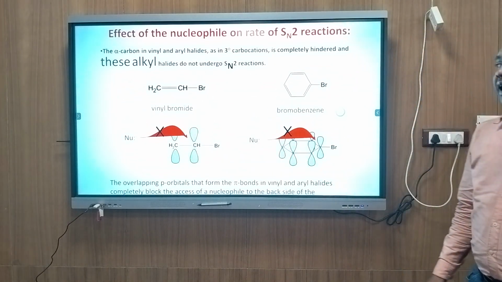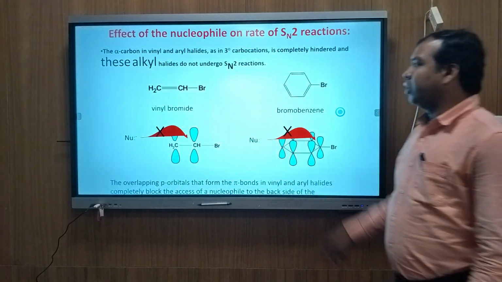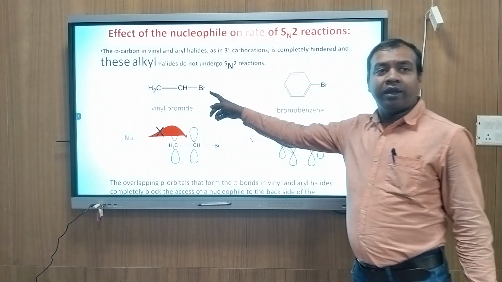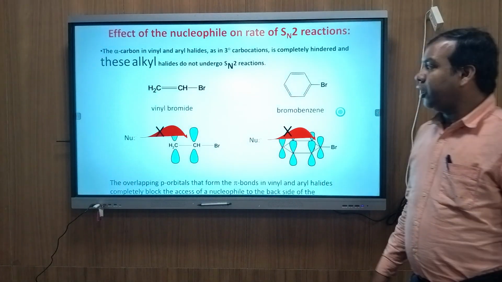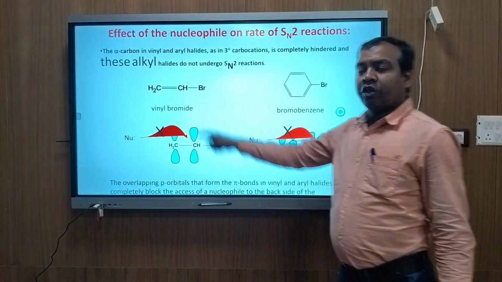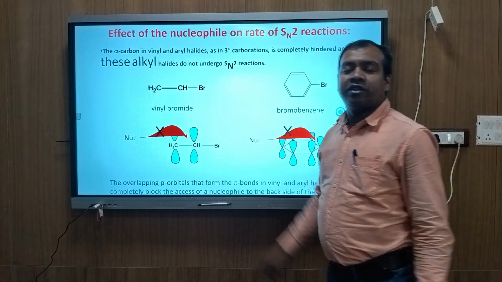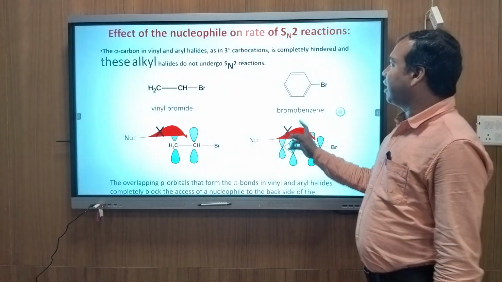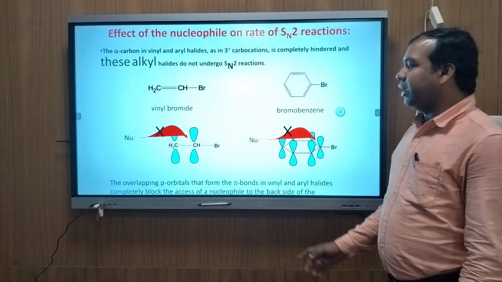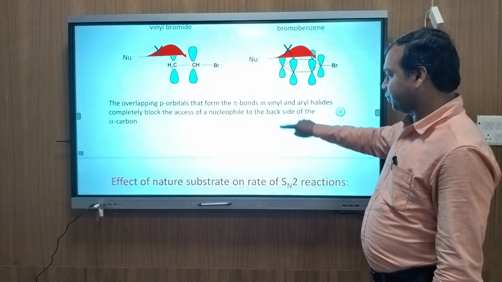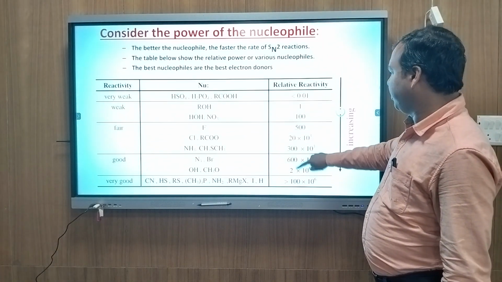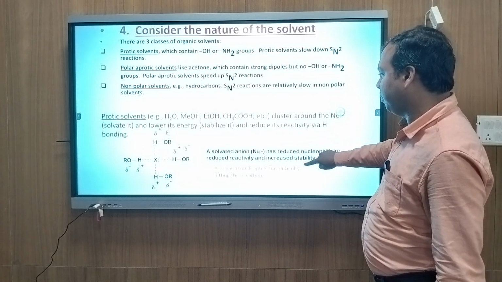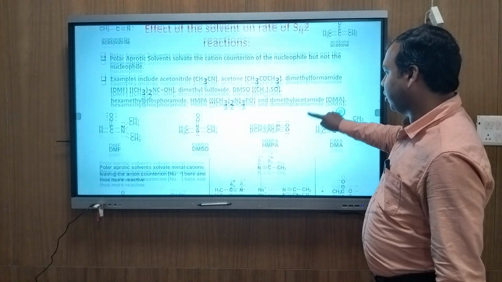SN2 reaction. In this case, a double bonded compound is there, vinyl bromide, benzyl. So here the lone pair of bromine participates in resonance due to conjugation. So this C-Br bond is partially converted to double bond character. For this reason, these are very unreactive in our SN2 reaction. This is the nucleophilicity order, which is a good nucleophile. These are the main effects of the solvent.